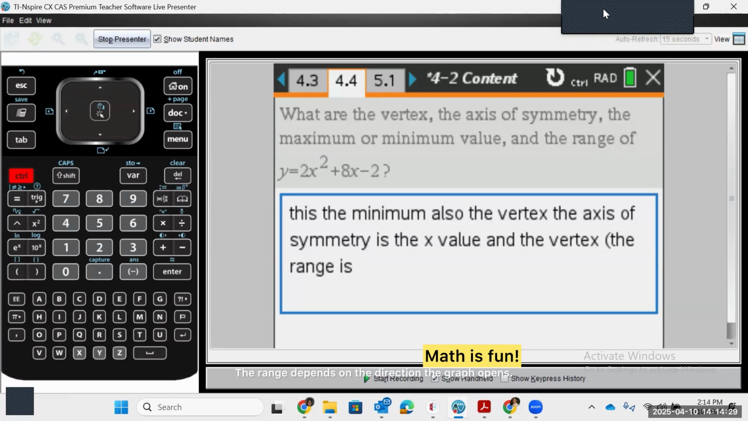The range depends on the direction the graph opens. Positive values mean up, minimum. Negative values mean down, maximum. That's crucial for interpreting the graph.